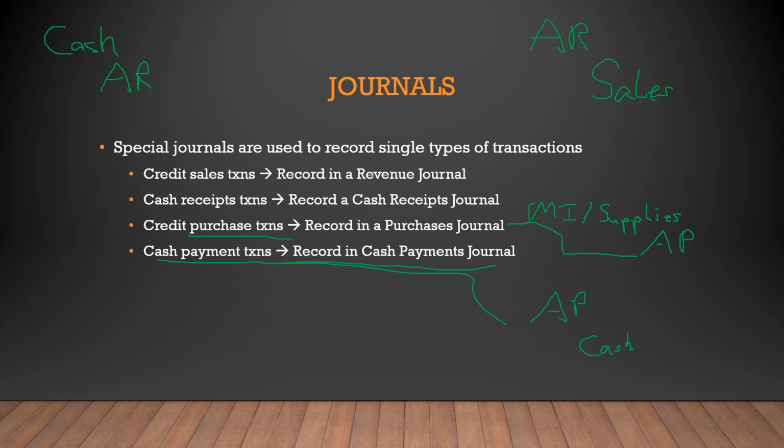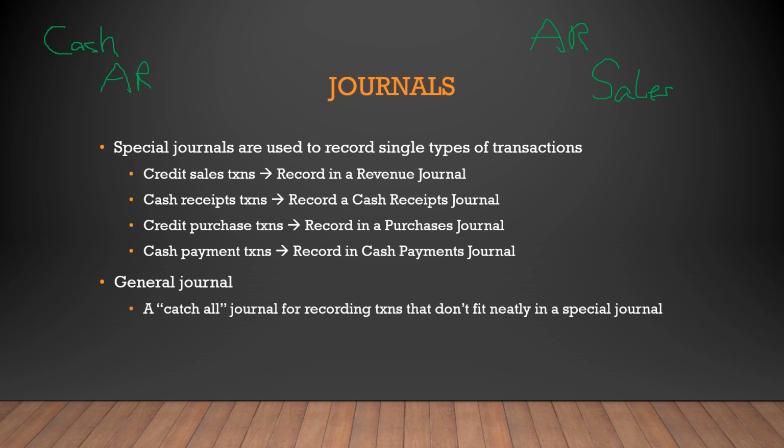Finally, we have the general journal. This journal is a catch-all journal for recording any transactions that don't neatly fit into one of our special journals. So far in my videos, every journal entry has been presented as it would be shown in the general journal. I'll almost certainly continue with that format in my subsequent videos, but for the purposes of demonstrating the manual process for the rest of this video, I'll make use of the special journals.